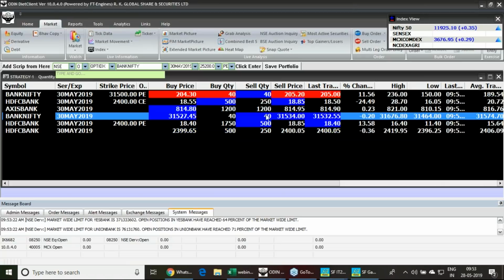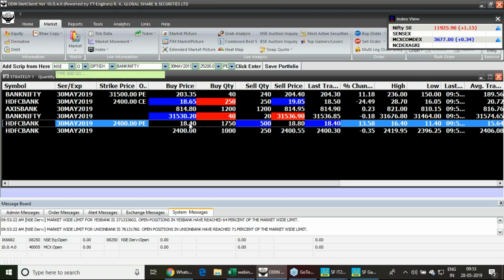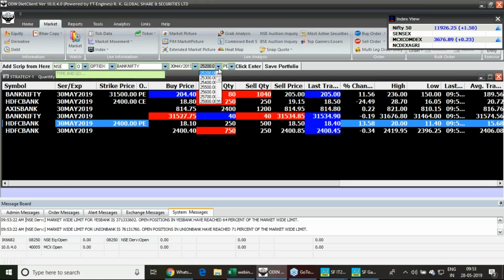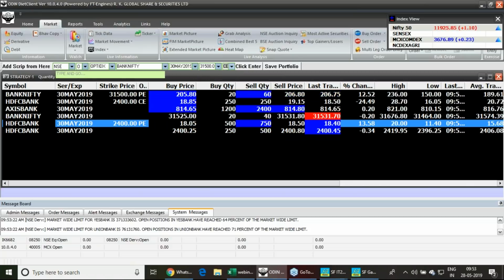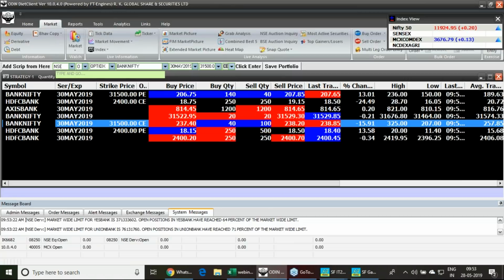So here I am selling HDFC Bank, first pair. I am not buying any call option, rather I am selling the 2,400 put option. I am pocketing 20 rupees of time value. Bank Nifty I am buying. Instead of purchasing a put option, I am selling the 31,500 call option. So 239 rupees of time value here, 18 rupees of time value there.